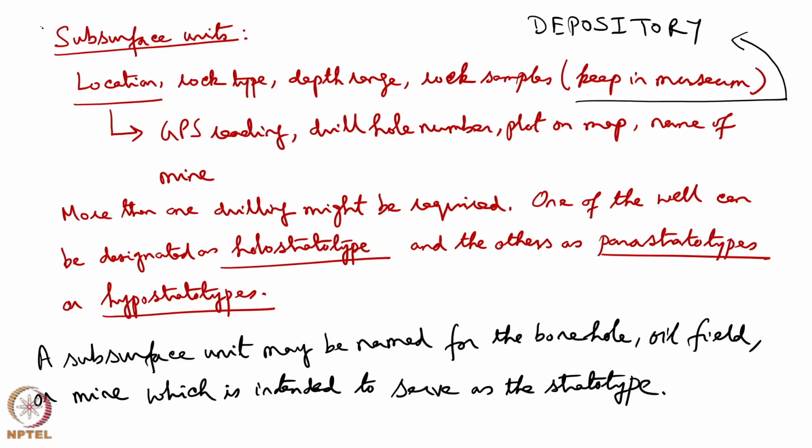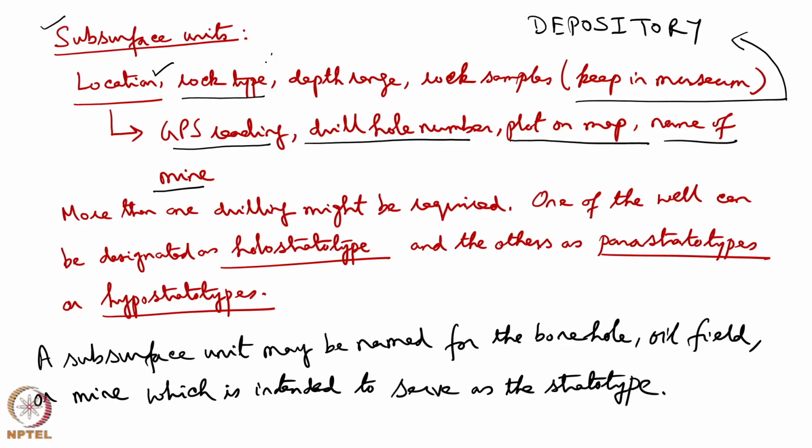Let us look at how to deal with the subsurface lithological units. By drilling, we can know what are the rocks at subsurface, we can have the direct evidence. We should note the location, which means the GPS reading, the drill hole number, the plot of drill hole on the map, and the name of the mine must be very clearly documented.